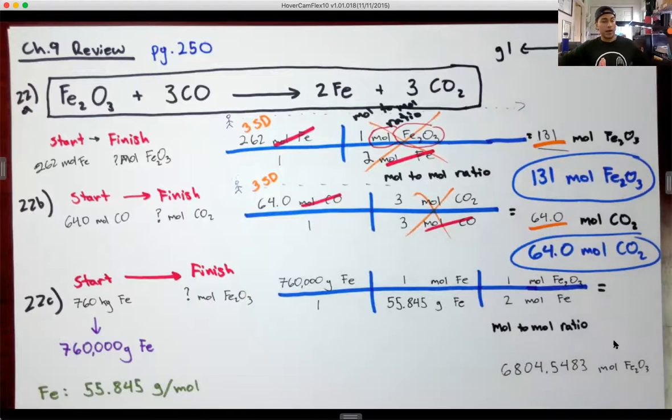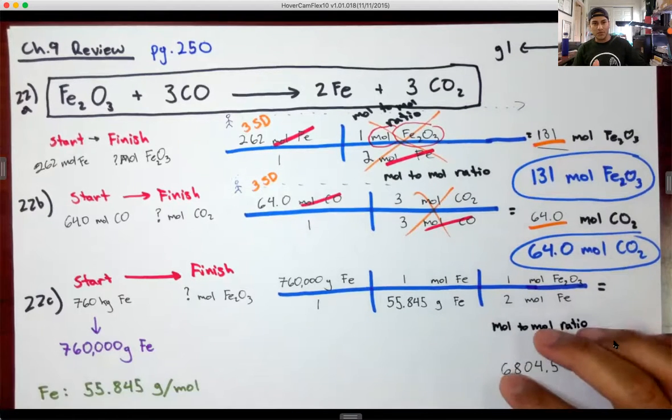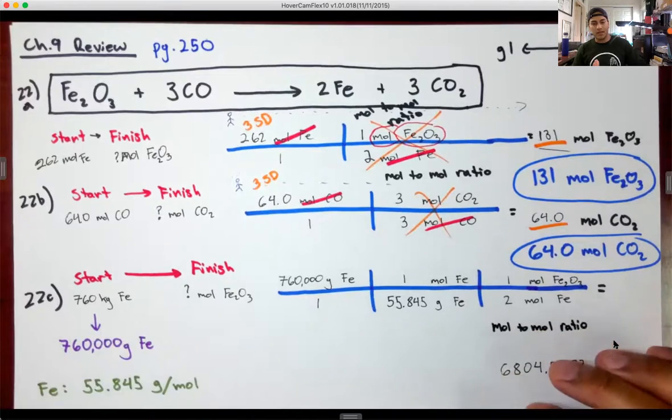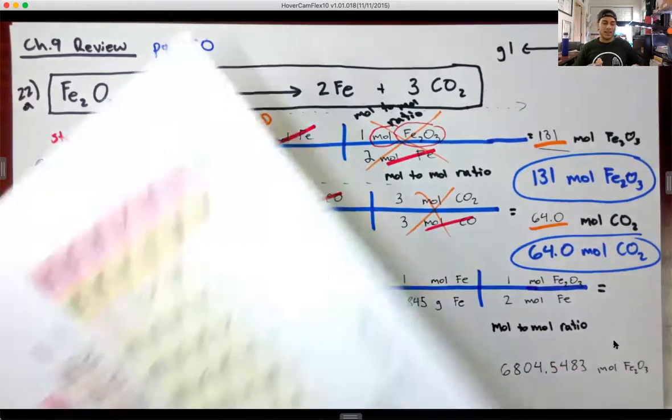How do we figure that out? Brian, what do we use to figure out how many grams of iron there are in 1 mole of iron? What can we use to find that out? It's a pretty straightforward thing that we've been doing. Periodic table. Periodic table, exactly, right?